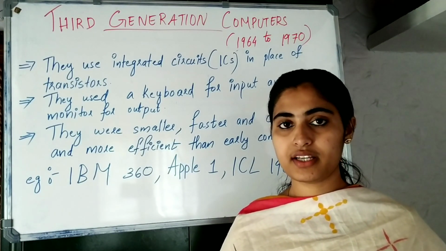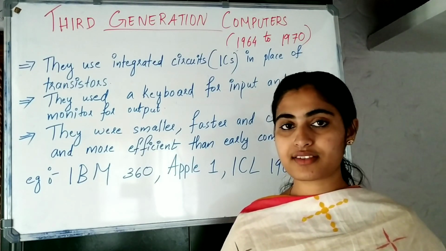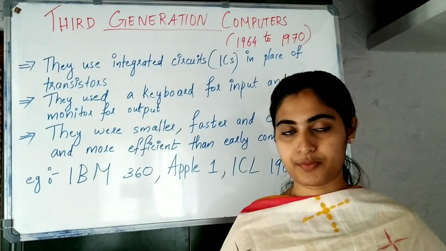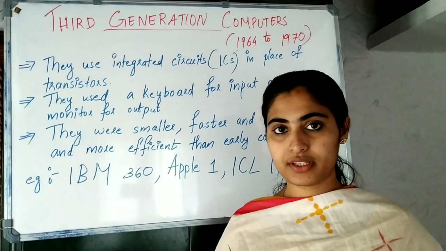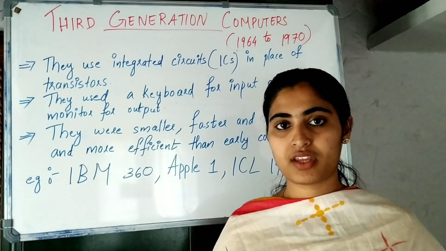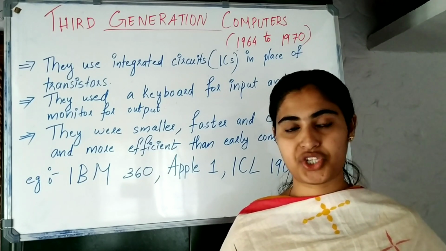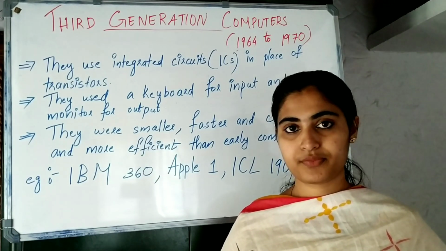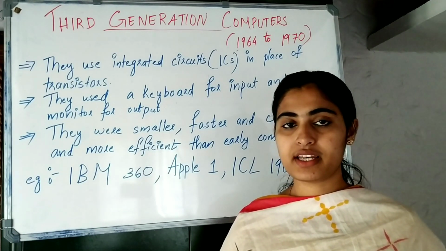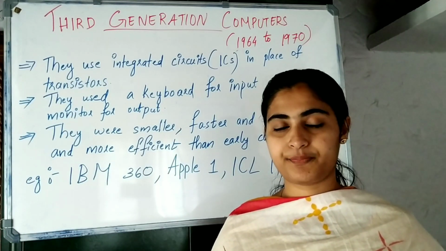And what did we study about second generation computers? They used transistors instead of vacuum tubes. For inputting and outputting they used punch cards and magnetic tapes. They were smaller, faster and cheaper than the first generation computers. So this was what we studied in our last class. Hope all of you are remembering these things.